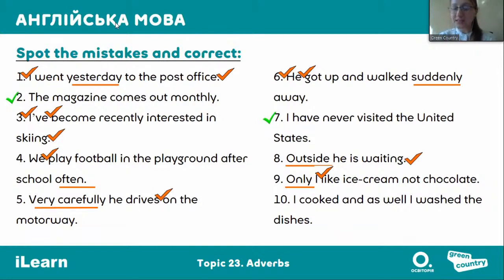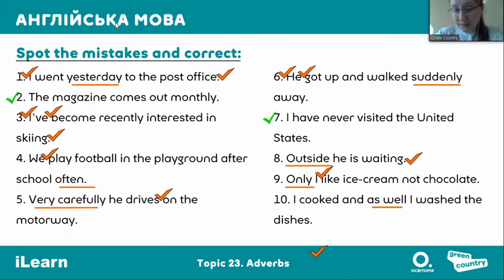I cooked and as well I washed the dishes. As well, that is a synonym of the verb... So as well is the synonym of the word too. That's right. So it will be I cooked and I washed the dishes as well. So as well means too. Також, так? Тобто ми ставимо його в кінець.